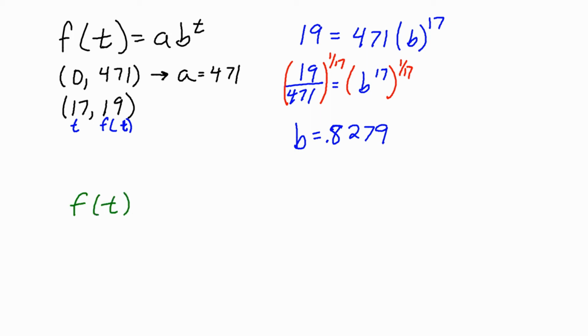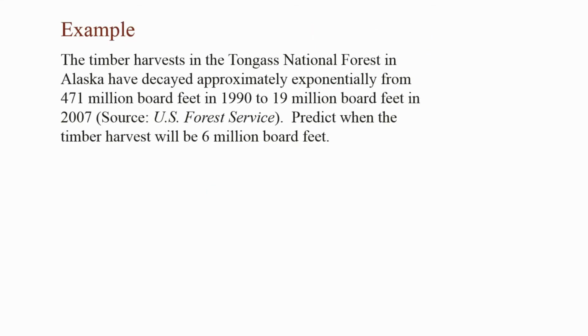Now that we have that information, we can write our formula. F of t equals 471 times 0.8279, close parenthesis, to the t power. Now that we have this information, we can find our time. We're now ready to answer our question. We want to predict when the timber harvest will be 6 million board feet. So our 6 million that we have here is actually our f of t. We can substitute that into our equation and find what year we'll have the 6 million feet.